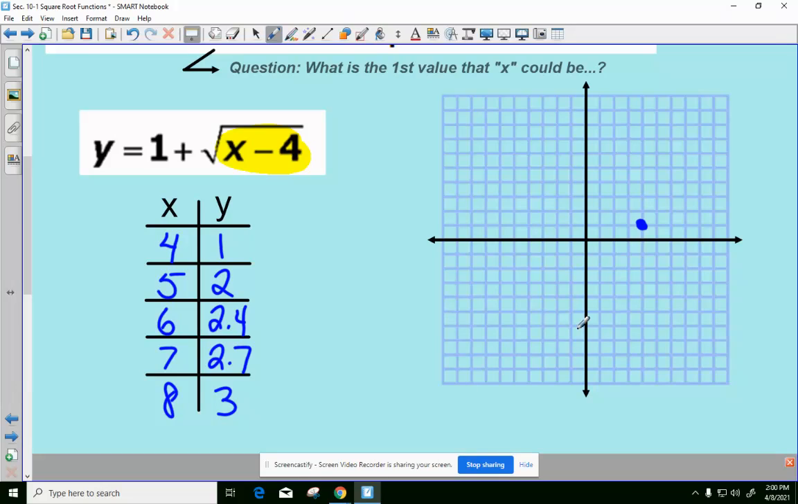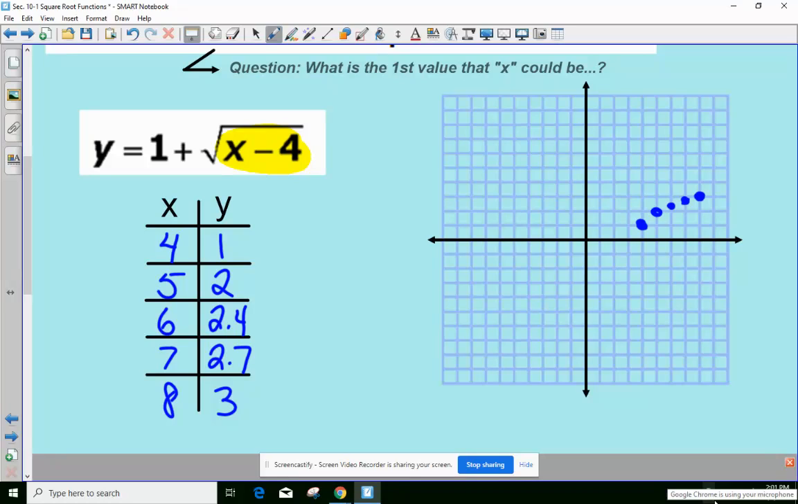And then it goes to 5 and 2. Now here it's going to start to climb, but not as much. So now it's 6 and 2.4, and then 7 and 2.7, and then I get 8 and 3.